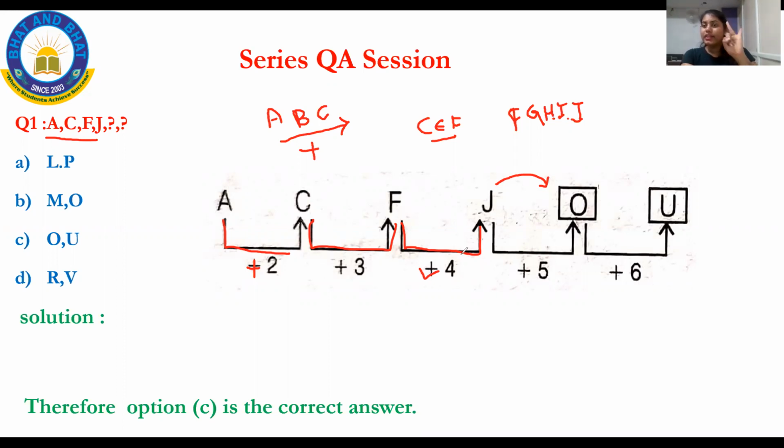So K, L, M, N, O. J after 5 letters, that is O. Let me write that O. So we need to check that. We already got the answer O. Next, check O after 6 letters. O, P, Q, R, S, T, U. So the 6th letter is U.